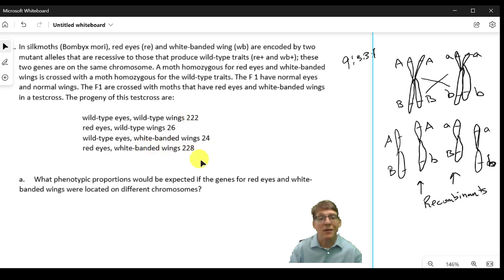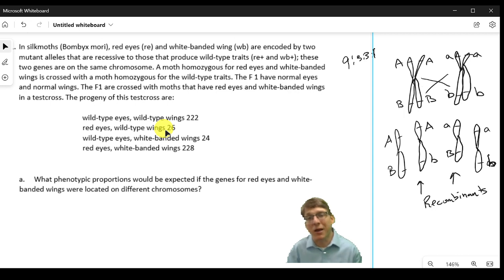And so the thing that should jump out at you to say this is a linkage problem is when the parental arrangements of traits are found as the most abundant ones in the offspring. And then when we mix them up a little bit, where we have the normal eyes going with the white banded wings, or the normal wings going with the red eyes, here in the middle, those are our recombinant offspring, which means we're mixing the traits up in a way that's different than what we see in the parents.